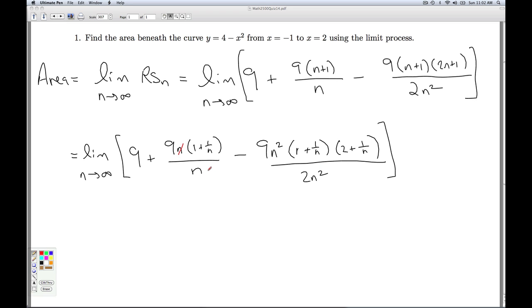And I see that the highest power of n's cancel in these terms. And as n goes off to infinity, that's just going to go to 9. This quantity, well, the 1 over n goes to 0. This quantity goes to 1. I get 9 times 1 minus. And 1 over n goes to 0, so this goes to 1. This goes to 2. So I have 9 times 1 times 2 over 2.